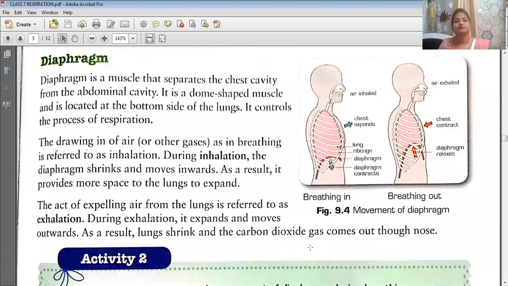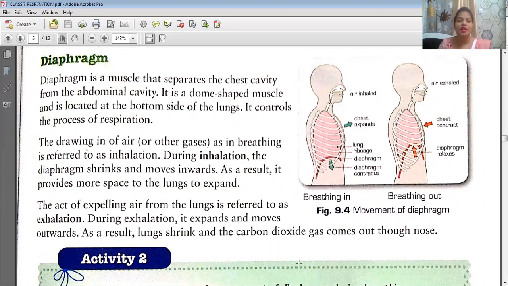Now, the next organ is our diaphragm. What is the diaphragm? It is a muscle which separates the chest cavity from the abdominal cavity. It is a kind of partition. It is dome shaped, which means arc shaped, and it controls the process of respiration.